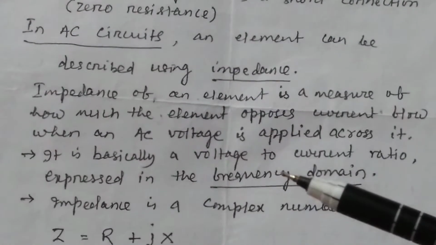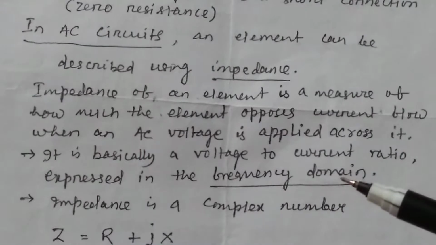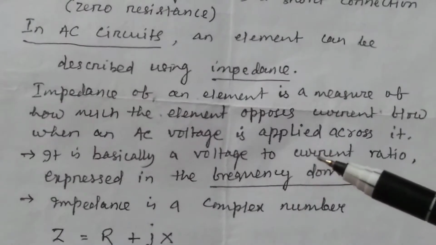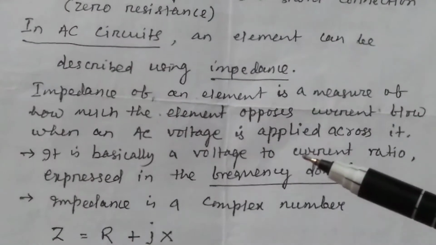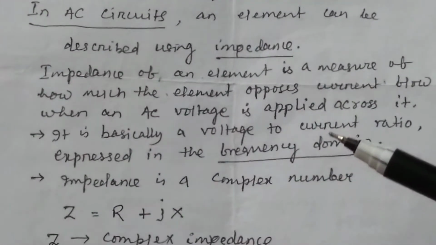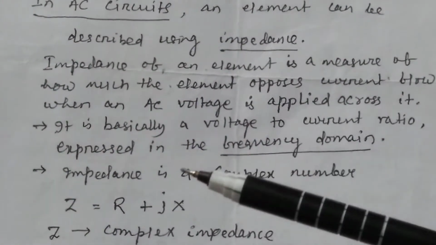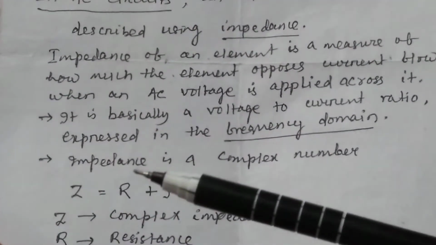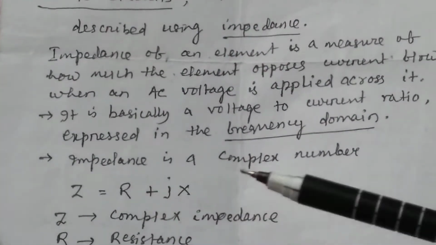It is basically a voltage to current ratio, and it is expressed in the frequency domain. Basically, we take the frequency of the source to express the voltage to current ratio. While you take the voltage to current ratio, you should consider the frequency of that source. Impedance is a complex number, and we use the symbol Z, which is generally called complex impedance.